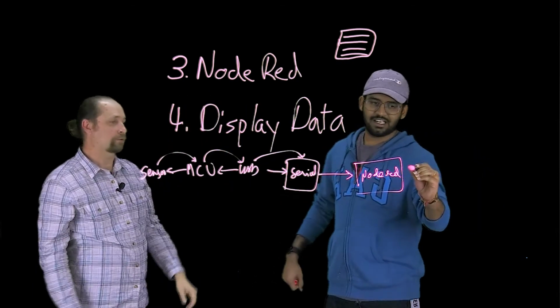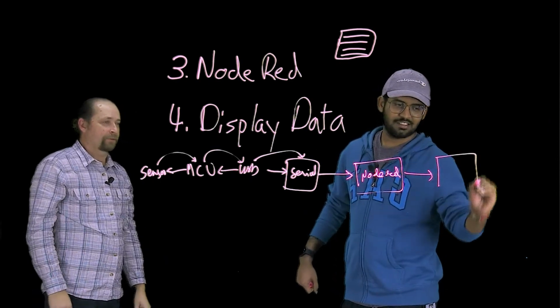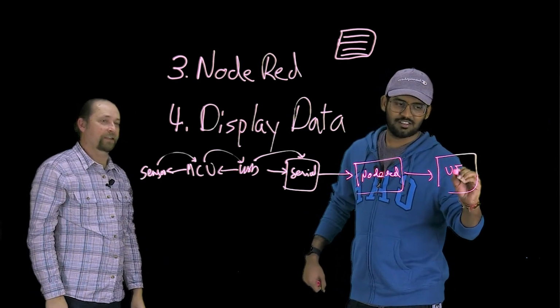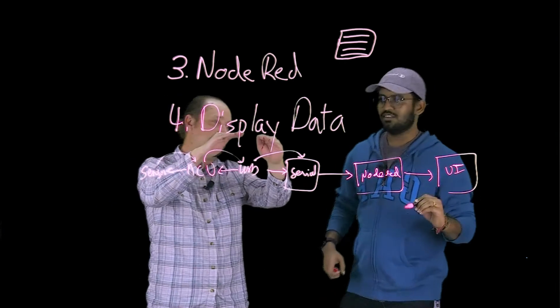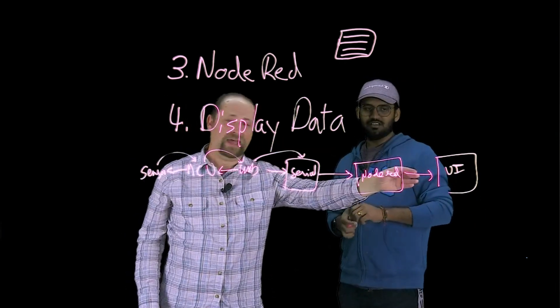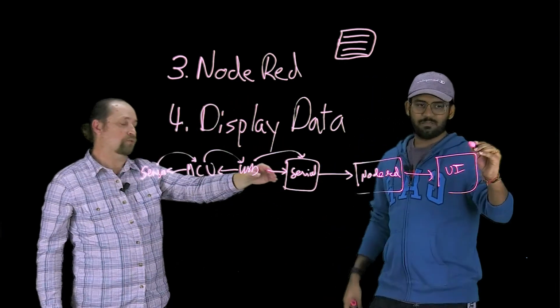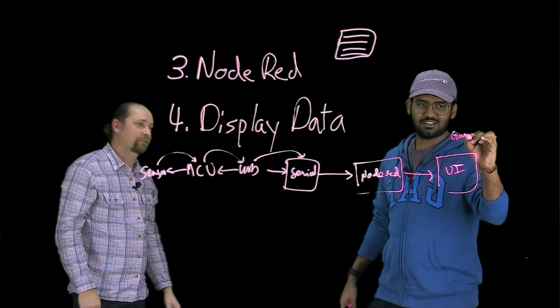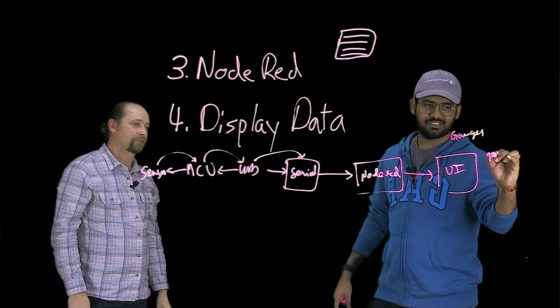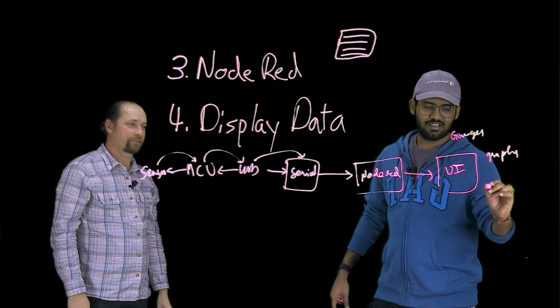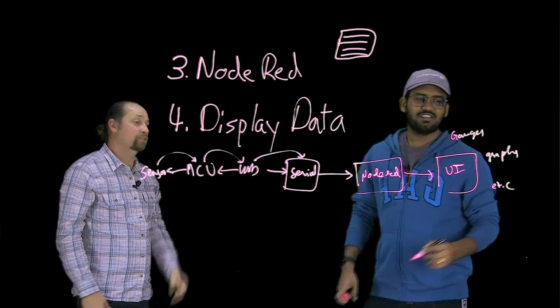In Node-RED, through the UI, you can display it. Now you're going to the last part, the display data here. Yeah. And then you can have a user interface in Node-RED, where you have gauges, graphs, etc. So here's a tough question.